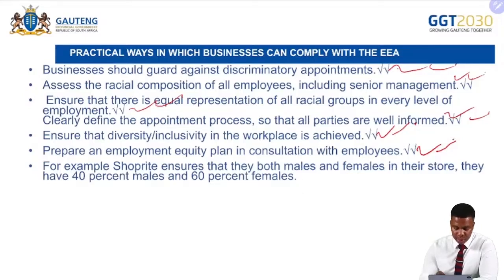For example, there we have ShopRite, which ensures that they have both males and females in their stores. They have 40% males and 60% females. Now, this would be considered an example which shows originality, to say you understand the concept, you understand the issue of the Employment Equity Act, because both males and females are in the store.